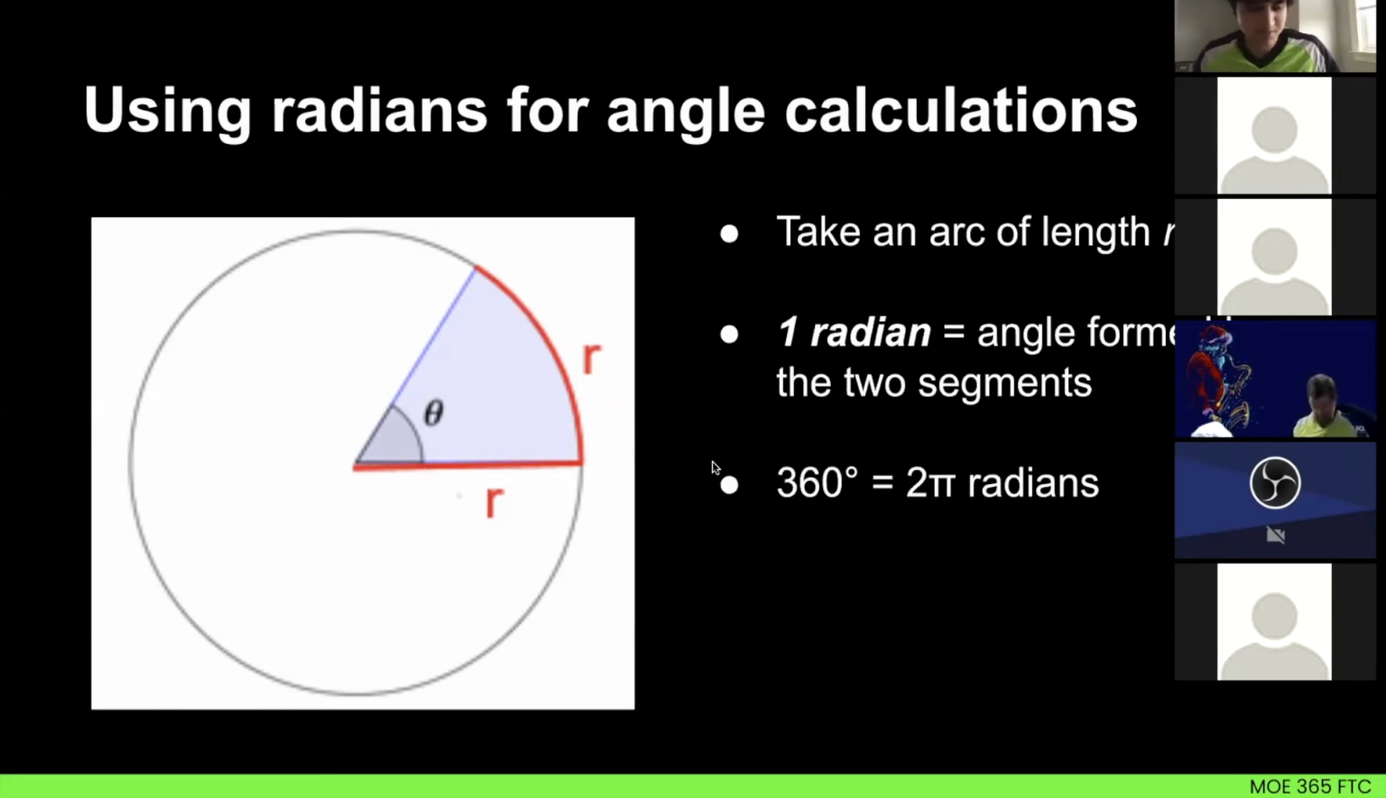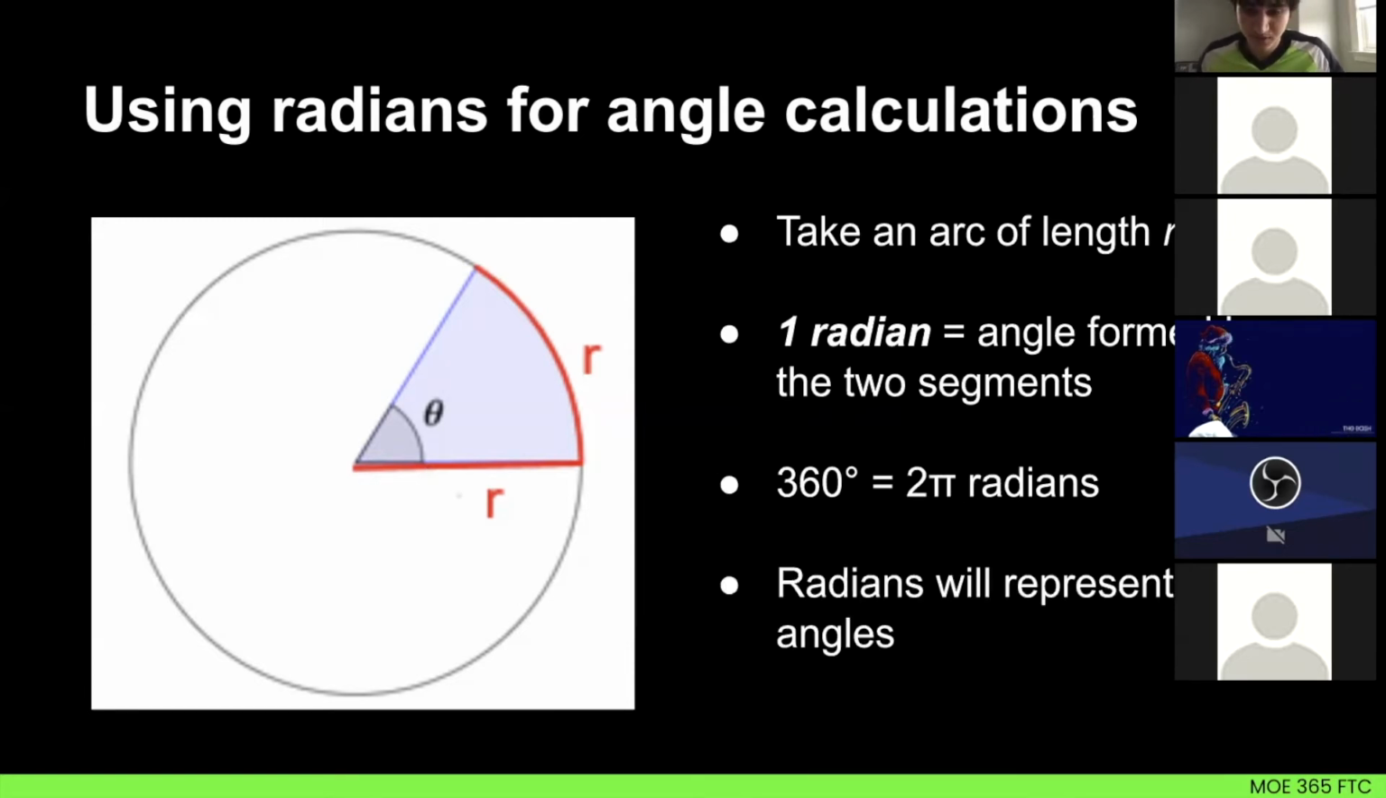And you guys may be familiar with this, but 360 degrees on a circle is equal to 2 pi radians. And from this point on, radians are going to represent all angles because they make the math for odometry much simpler than if we were to use degrees.